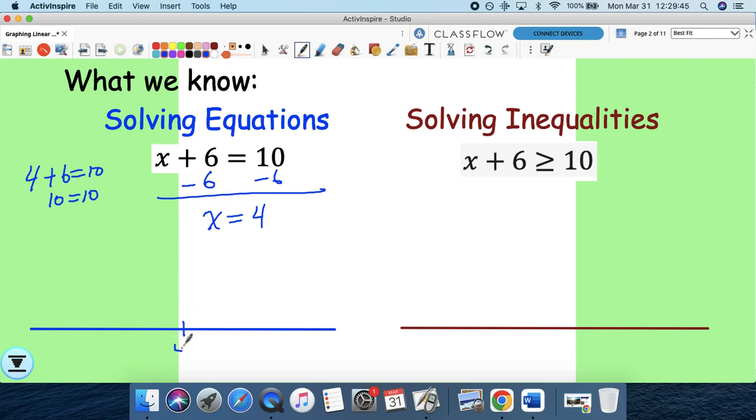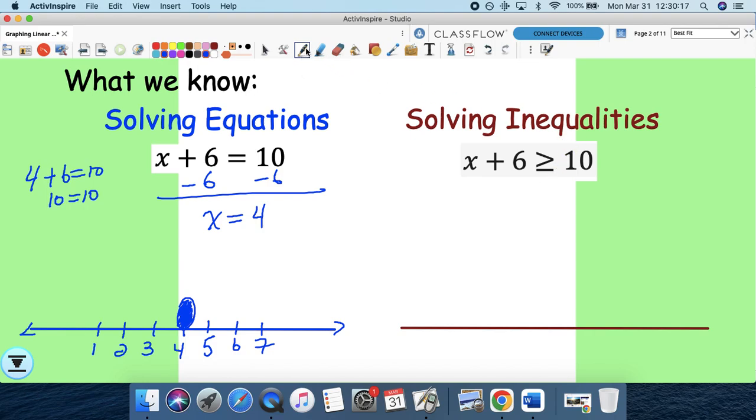So on a number line, how would I represent that solution? On a number line, I would do something like this. I would go on top of 4, a little circle, and I'm going to shade 4 to say that 4 is the solution and nothing else but 4. That's it. 5 doesn't work, 4.1 doesn't work, 3.99 doesn't work, 2, -1, nothing else except 4 works. So this would be the representation on a number line.